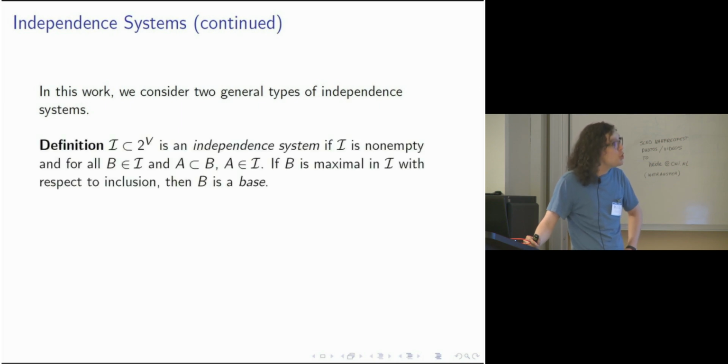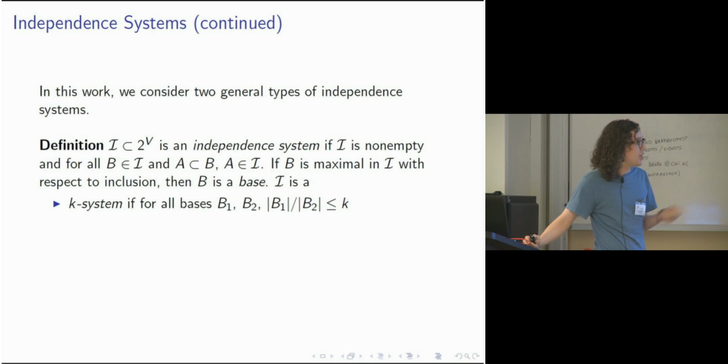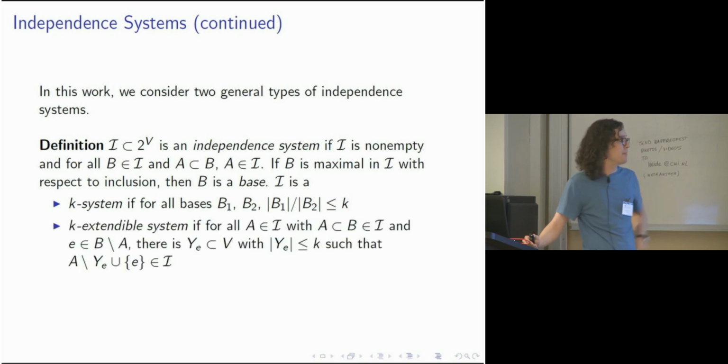We're going to be looking at two, but first, an independence system I is a set of subsets of our ground set V, such that I is non-empty, and for any B in I, all subsets are also in I. If B is maximal in I, then we'll go ahead and call that a base. The first independence system that we're interested in is called a K-system, and that is that the ratio of the sizes of bases is less than or equal to K.